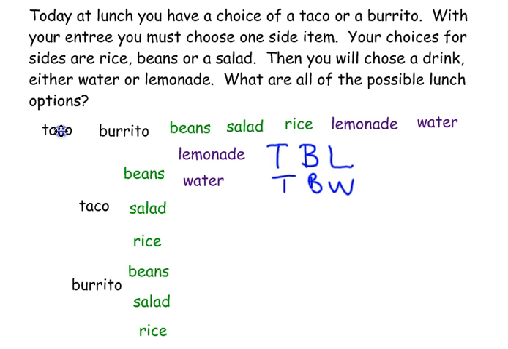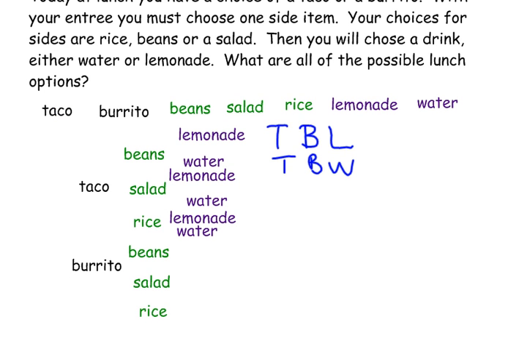If we have a taco and salad, we still have the choices of lemonade or water. If we have a taco with rice, we also have the choices of lemonade or water. Same with burrito and beans. Let's give ourselves a little more space here. Then we can have lemonade or water with our burrito and beans. With our burrito and salad, we can have lemonade and water. And then if we have a burrito with rice, we could have lemonade or water.